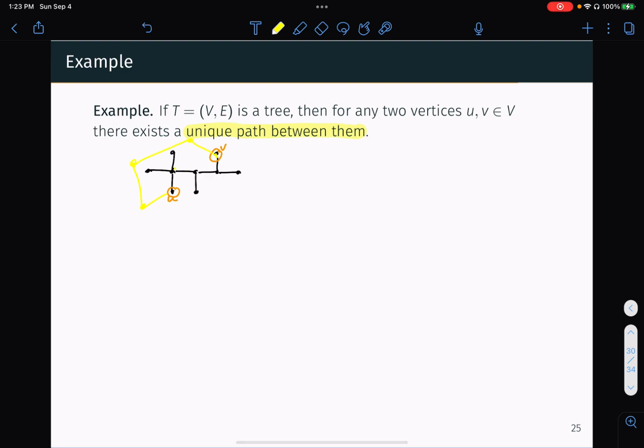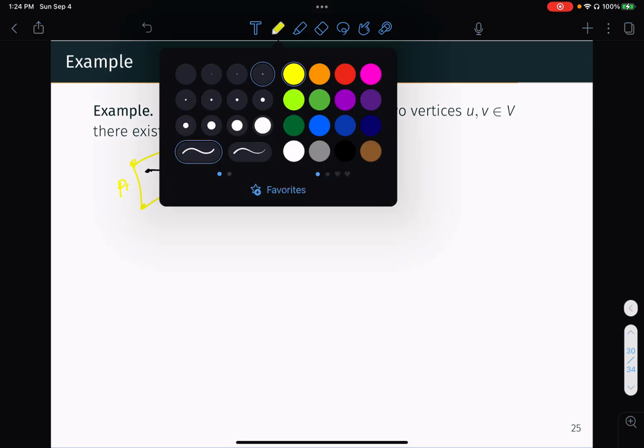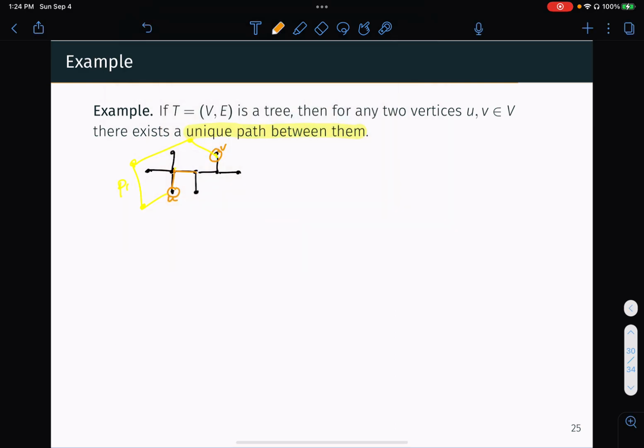So this was another path. Well, now we have a problem, right? Because, okay, so now I have, let's say, this is P1. Sorry about the yellow. And this is, let's say, this is P2, right? So I have two paths. Now I have a problem, right? Because I have a cycle.